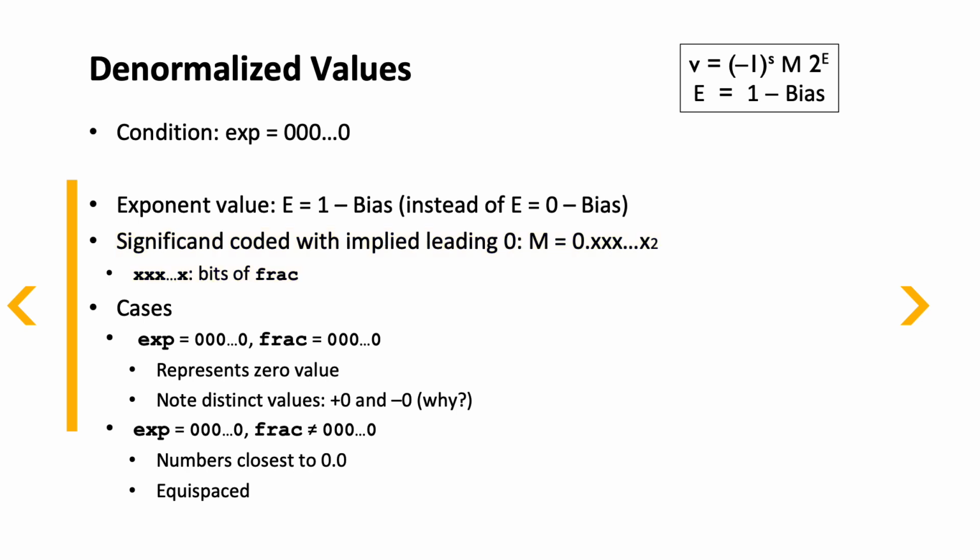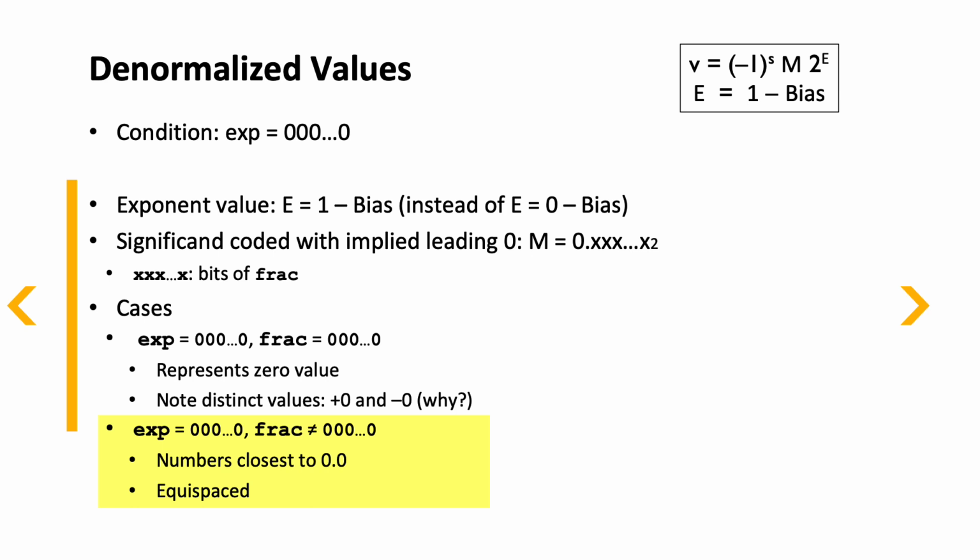So there's a couple cases to keep in mind. If the EXP field is all zeros and the frac field is all zeros, that represents a 0 value, right? That's how we actually do 0 in floating point. But note that the sign bit still applies. So we have a positive 0 and a negative 0. Why? Well, again, that goes back to the numerical analysis concerns that were there in the room when the standard was being created.